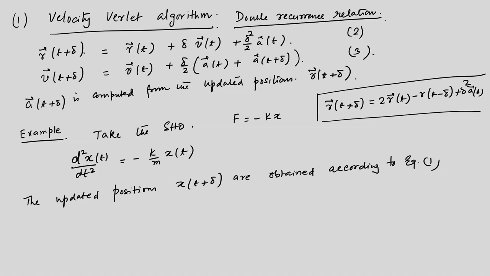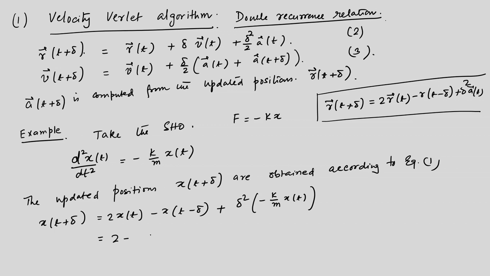And now we are doing it in one dimension. So, x t plus delta is equal to twice of x t minus x t minus delta, those are the first two terms. Now, for the last term it is easy because your acceleration is nothing but minus k by m x. So, we will write that down instead of the acceleration here. So, it is minus k by m x of t. Now, you see that you can combine it with this and write it as 2 minus delta square k over m and x of t and minus x of t minus delta.